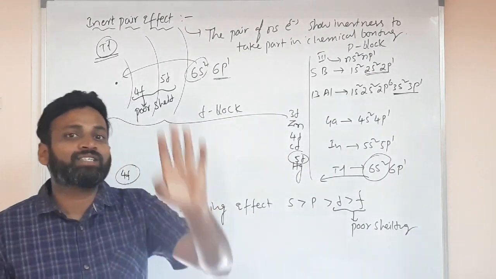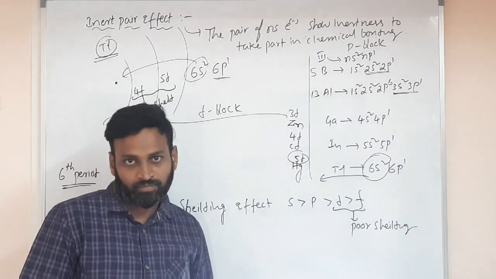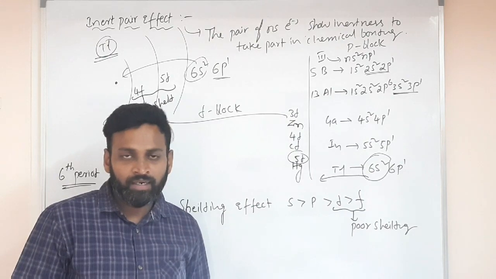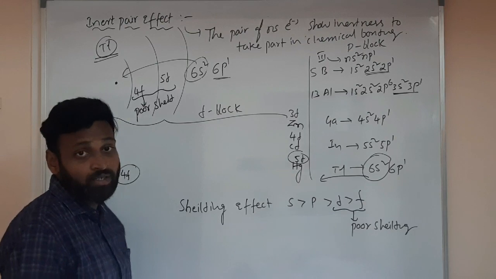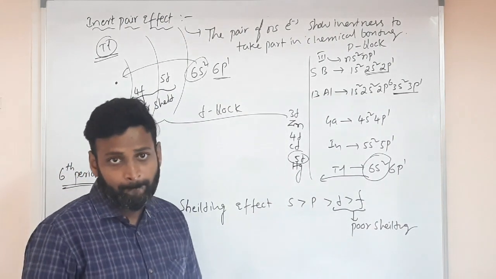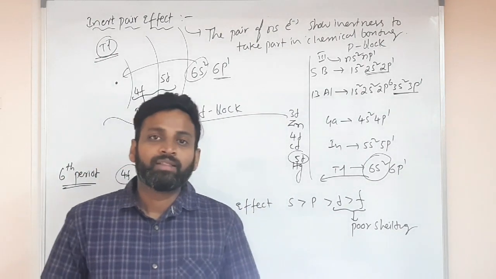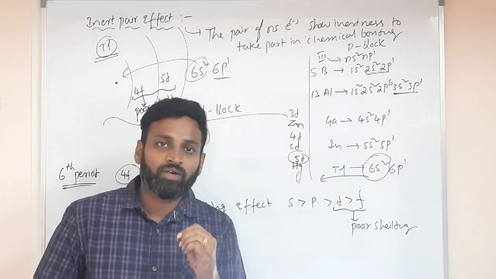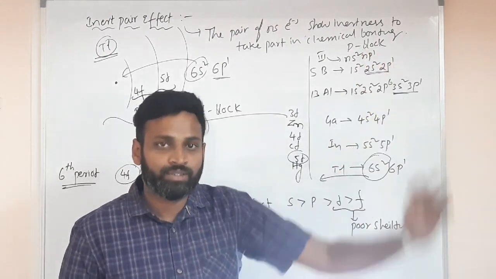Or we can use another word: reluctance. Reluctance means dislike. Understanding what I am saying? So the reluctance of ns electrons to show chemical bonding nature. Okay, so I will give a simple definition: the reluctance of ns electrons to take part in chemical bonding is called the inert pair effect.